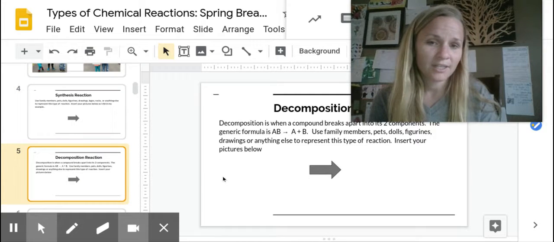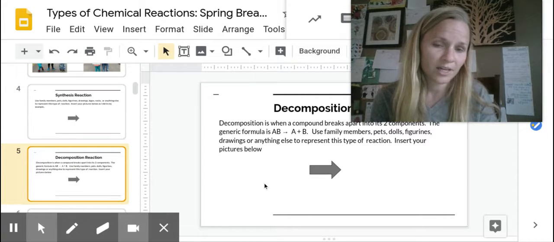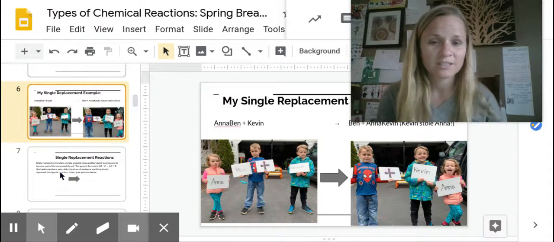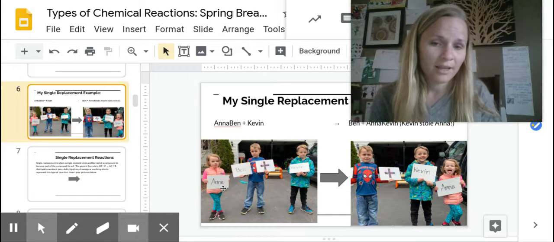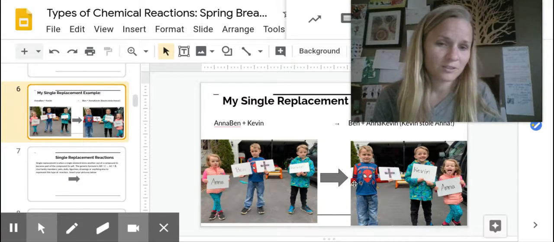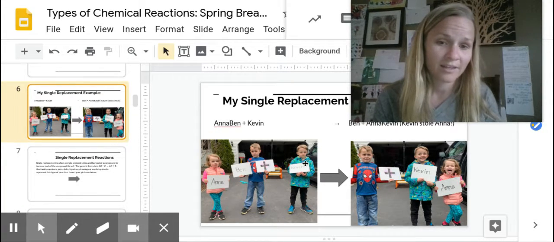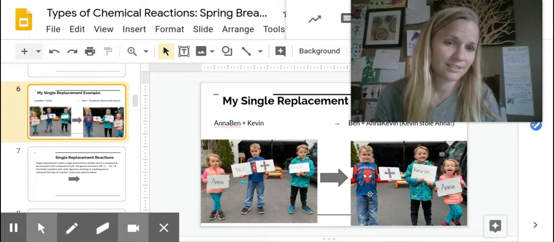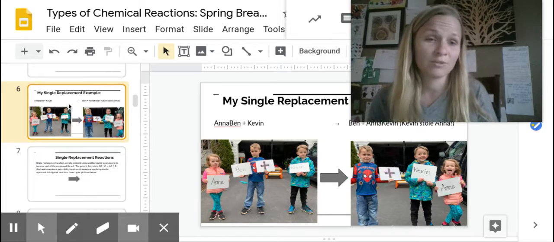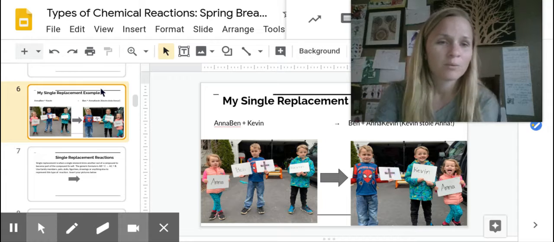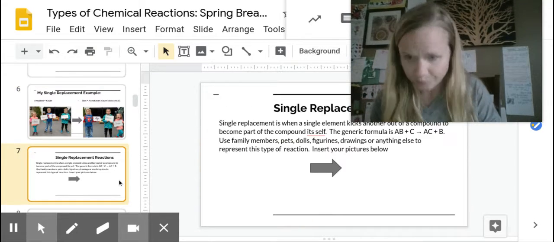Synthesis, then decomposition. Again, it reminds you what it is, and then it tells you to put in some pictures here. Oh, here's my single replacement reaction. Anna Ben plus Kevin makes Ben plus Kevin Anna. So you can see Kevin stole Anna. That's what happens in single replacement. This single guy breaks up this couple, and now he's in the couple, and this guy's the single guy, so he's kicked out. If you remember, we did these reactions with the little dancing people. So now you're doing them with your own family people or with whatever you have around, which is totally fine.